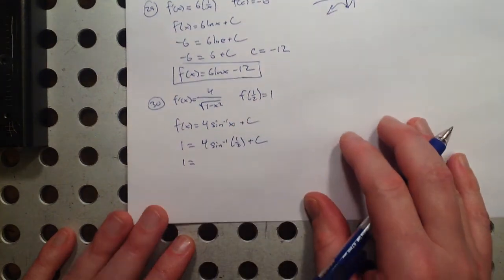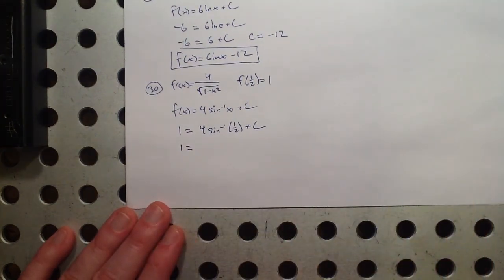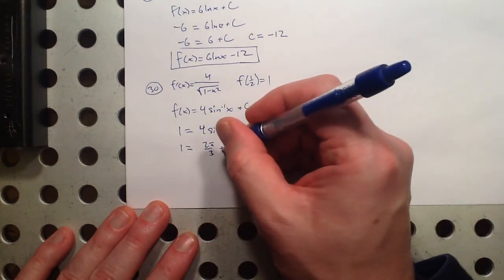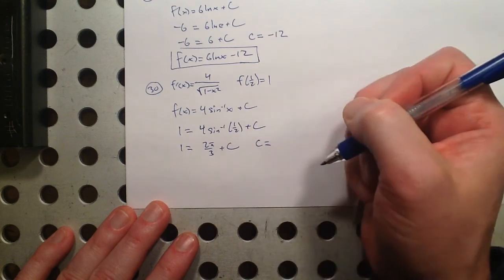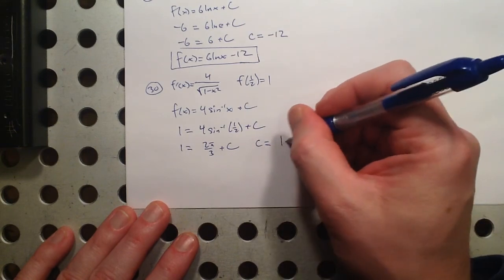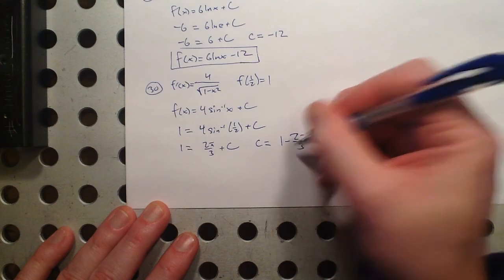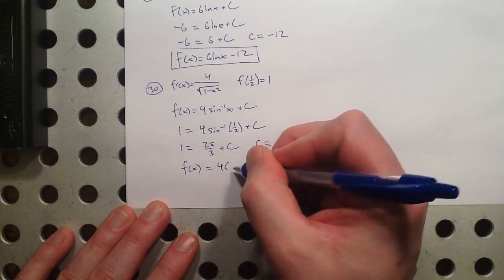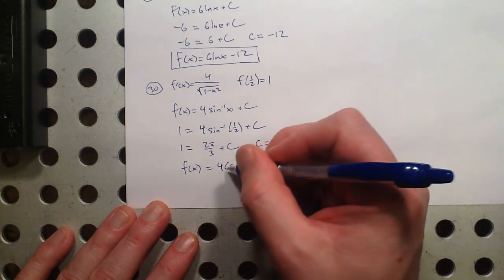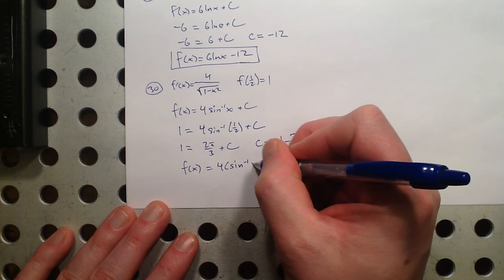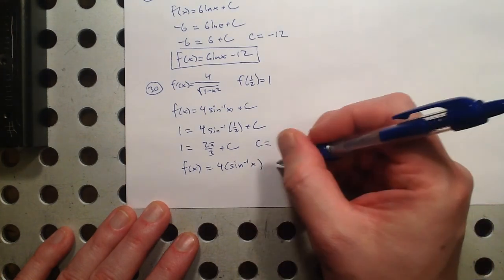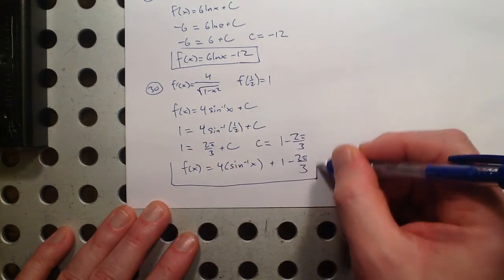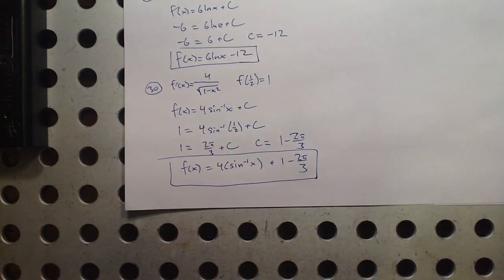Sine inverse of 1/2, that's pi over 6, times 4 is 2 pi over 3, plus c. So c is 1 minus 2 pi over 3. And the function we're looking for is f of x is equal to 4 times sine inverse of x, sorry, I don't know why I put those parentheses there, that's not necessary, plus 1 minus 2 pi over 3. There you go.